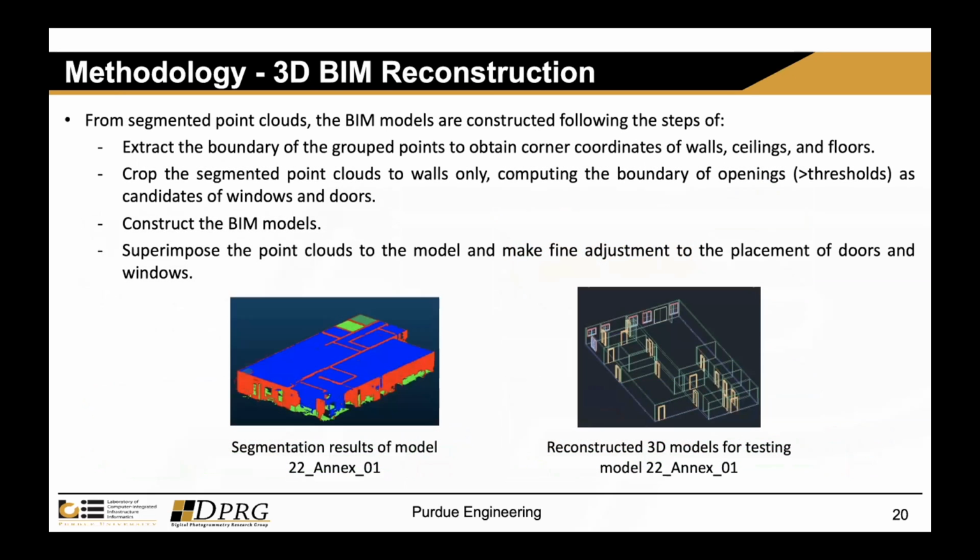And the last step will be on reconstructing the BIM models. So here from the segmented point cloud, we first extract the boundaries of the grouped points and calculate the corner coordinates of the walls, ceilings, and floors. And the windows and doors are identified based on detecting the openings in the walls. So these are the 5 classes we have in our result. So here we are showing the semantic segmentation result and the building information models. Okay, next slide.